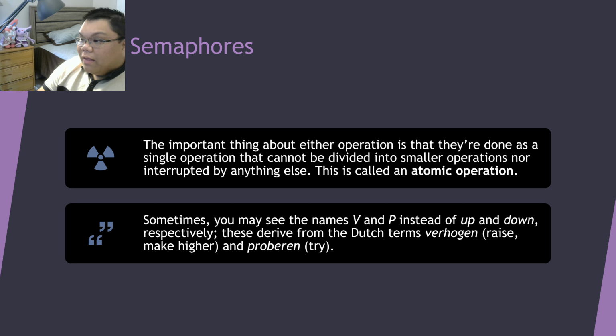And the thing about the up and down operations is they are done as a single operation that cannot be divided into smaller operations, and it cannot be interrupted by anything else. This is an atomic operation. Atomic in the sense that you cannot divide it into anything smaller. Atomic meaning indivisible. Not atomic meaning you're going to get blasted by nuclear radiation. Also, you might see V and P instead of up and down. These are from Dutch terms that mean make higher and try.